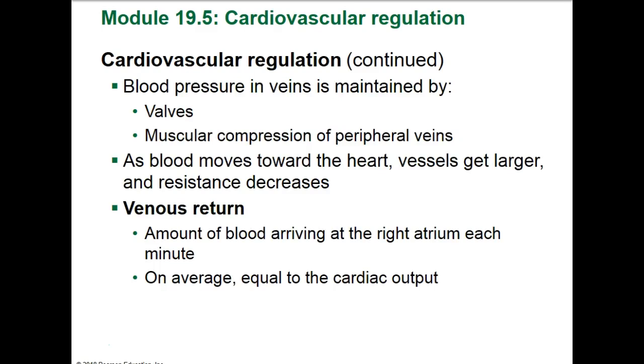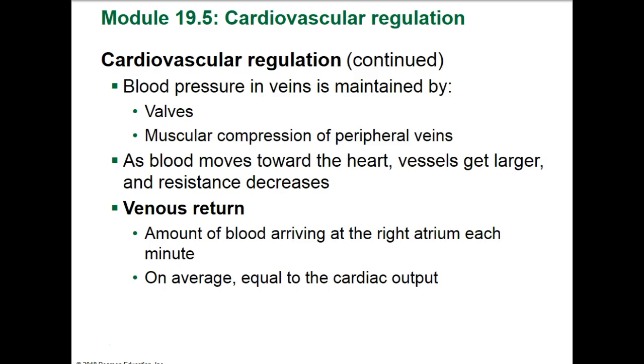So the blood pressure in your veins will be maintained by the valves and muscular compression of the peripheral veins. And on the other side of the capillaries, the blood is moving towards the heart and the vessels are actually getting larger. And your resistance then decreases.